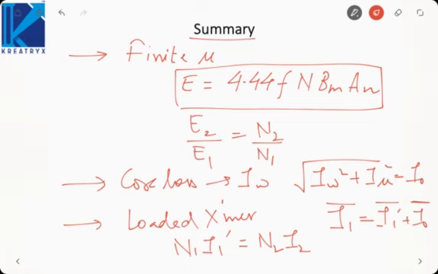In the next lecture, we will remove some more non-idealities, that is the winding resistance and the leakage flux, and come up with a model of a practical transformer. That we will cover in the next lecture.